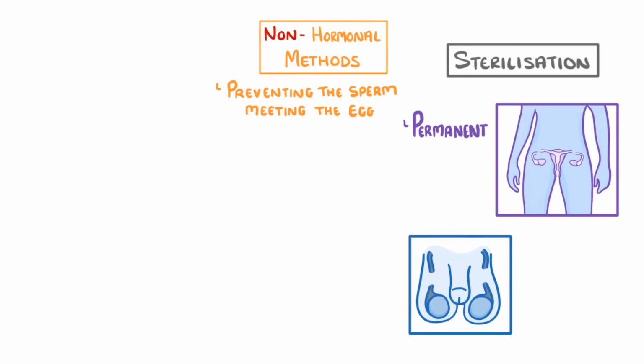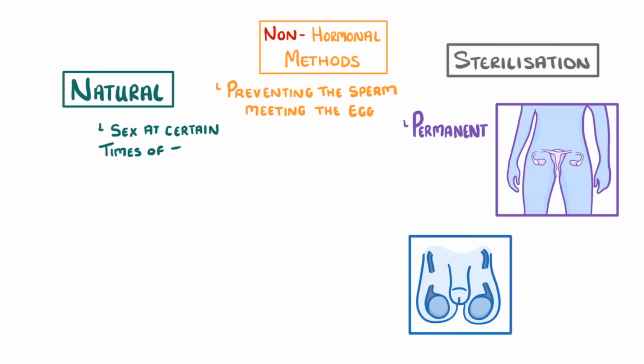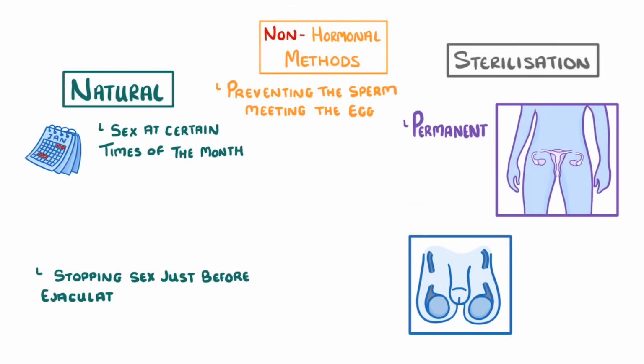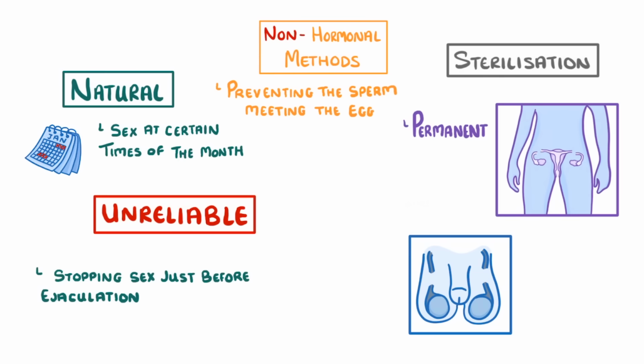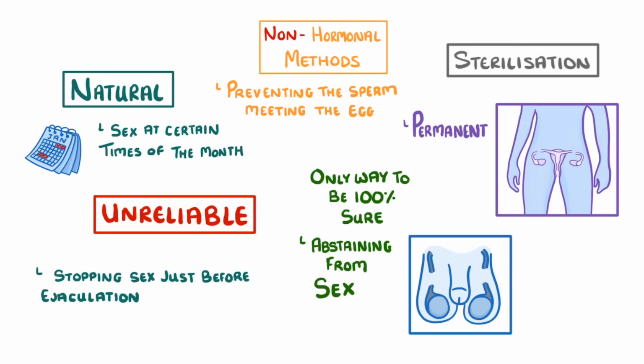Sometimes people use so-called natural methods, such as only having sex at certain times of the month, or stopping sex just before ejaculation. These are both very unreliable though, and not recommended. Of course, the only way to be 100% sure of avoiding pregnancy is by abstaining from sex altogether.